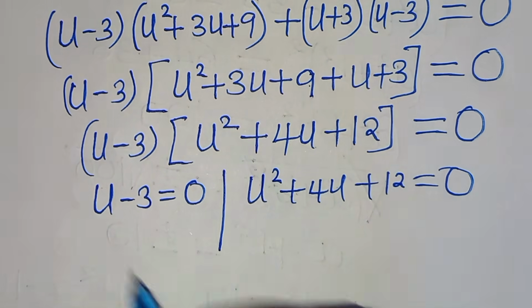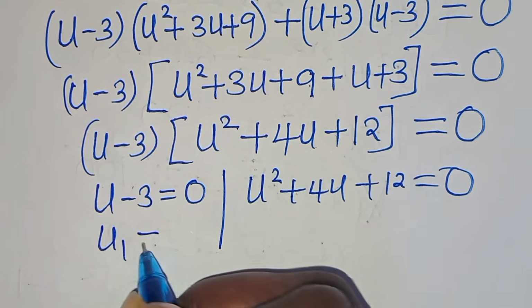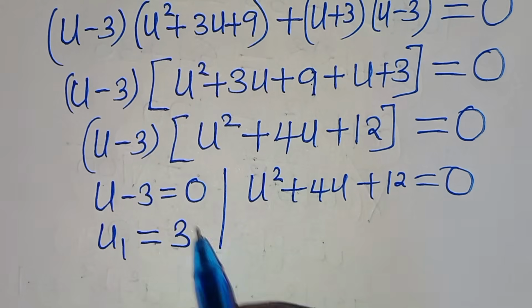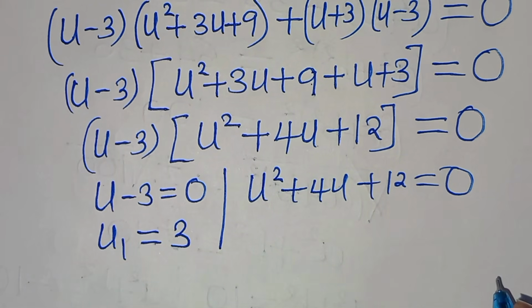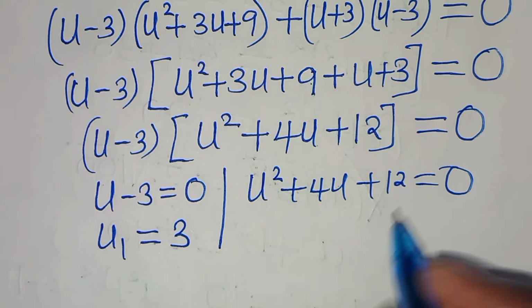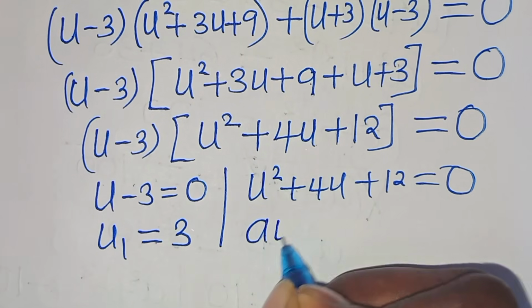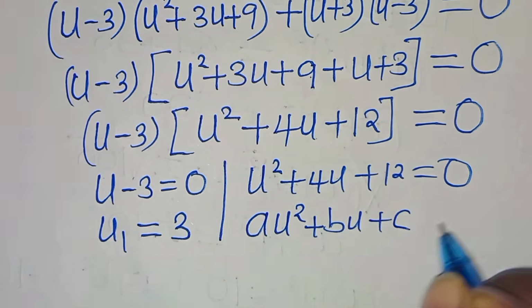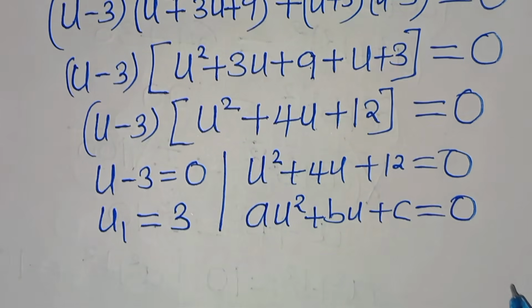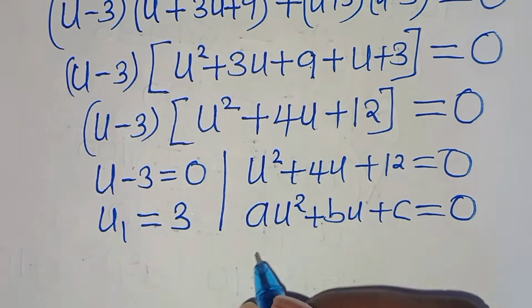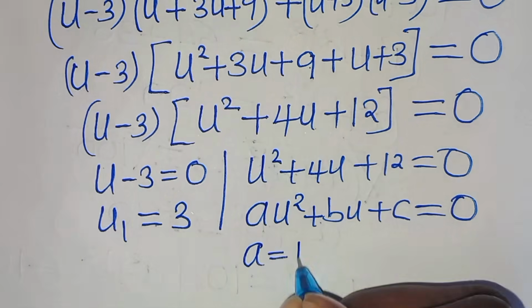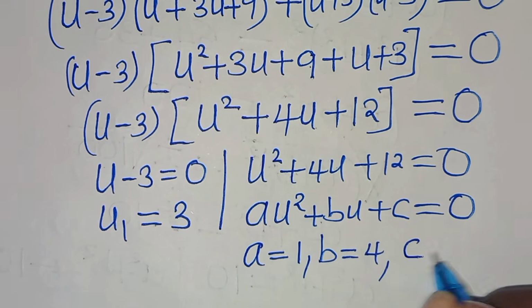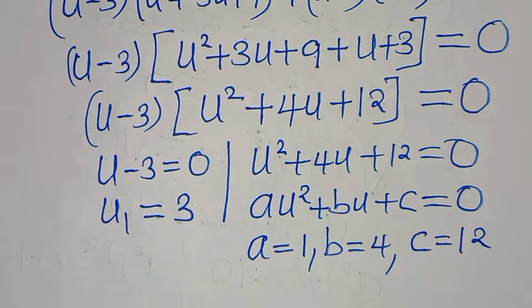From the first part here, we have that u1 is equal to 3, and this is a real solution here. The second part here is a quadratic equation of the form au² + bu + c = 0. From this quadratic equation, we have that a is equal to 1, b is equal to 4, and that c is equal to 12.